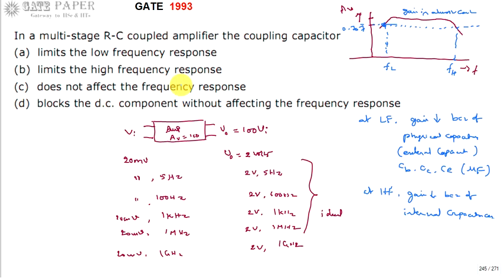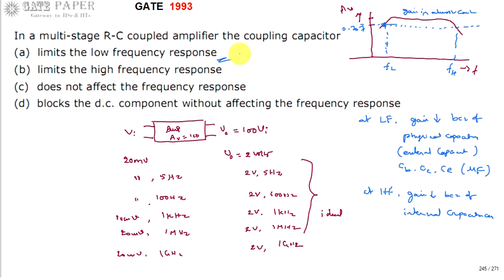So now come to this question. In a multi-stage RC coupled amplifier, the coupling capacitor blocks the DC component, but it also decreases the low frequency response. So the answer for this question is A. It limits the low frequency response.